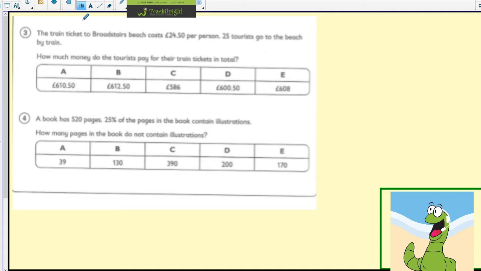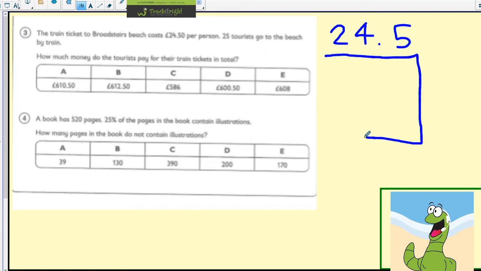Train ticket to Broadstairs Beach costs £24.50. 25 people. How much money do they pay for their train ticket in total? So again, this is a multiplication. I've shown this before. People sort of have all sorts of ways of doing these. This to me smacks of something I would do as what we call the lattice multiplication.